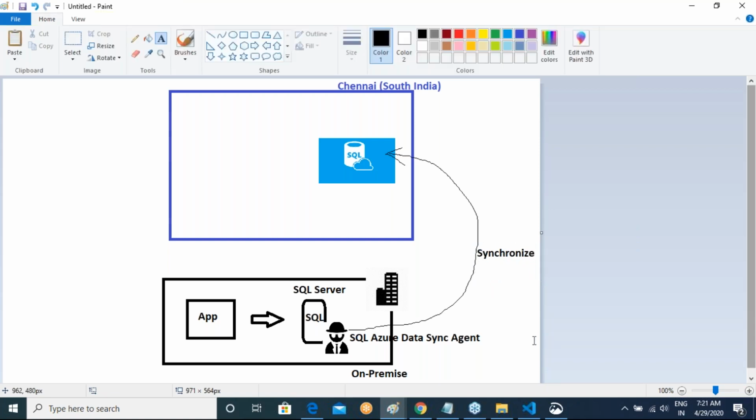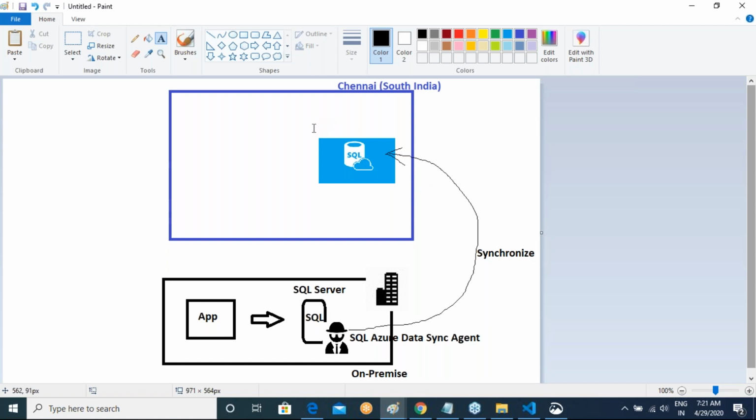So you have an SQL server in your organization where some application is running, and you want to sync the data with the Azure SQL server. Whatever is there on the Azure SQL server, you want it in your office. The other way around is also true, so you want this data to be synced.